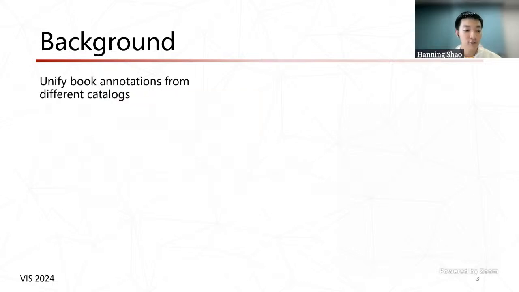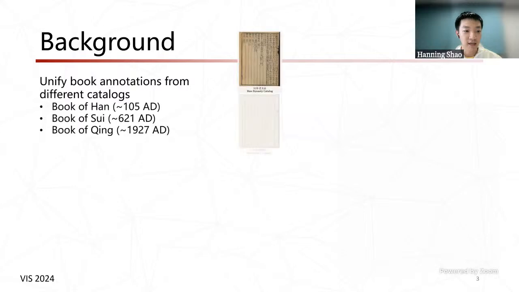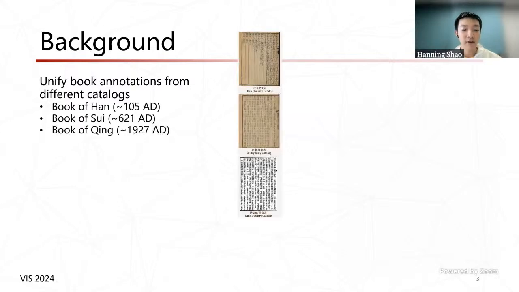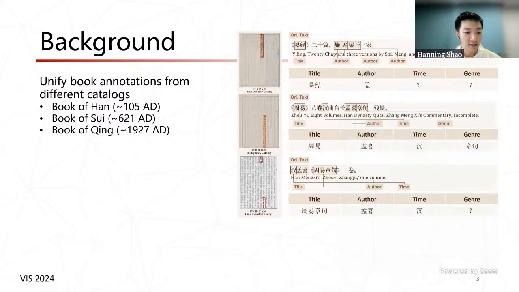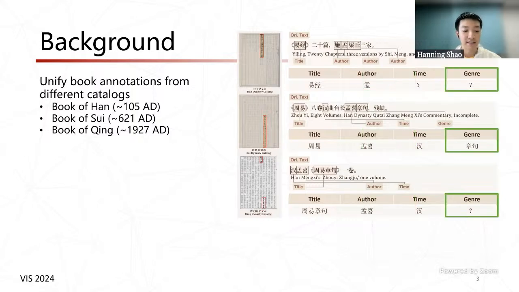However, there are also challenges. Like in this case, there are 3 different catalogs from the different dynasties, Han, Sui, and Qing in ancient China. You can see that these 3 catalogs all have recorded this book as highlighted, and you can find it is recorded differently in these 3 catalogs. If directly extracting the information from the original text, you will obtain different data entries. They have different values in these dimensions.